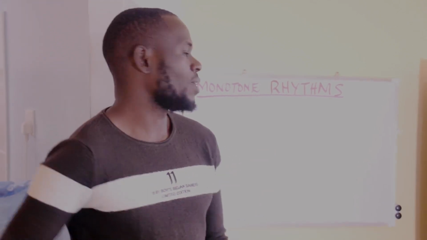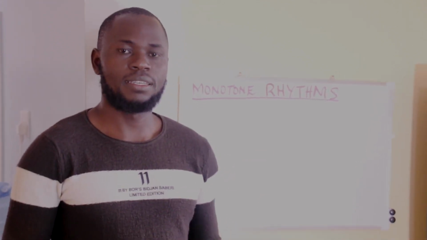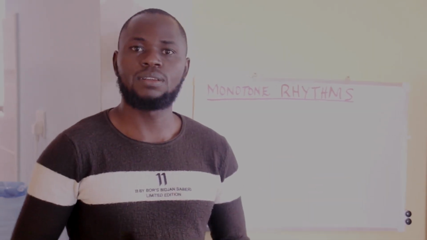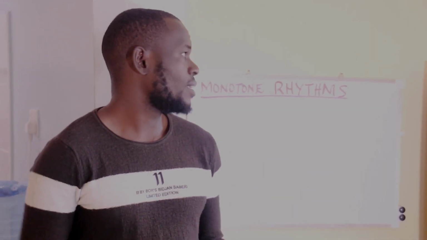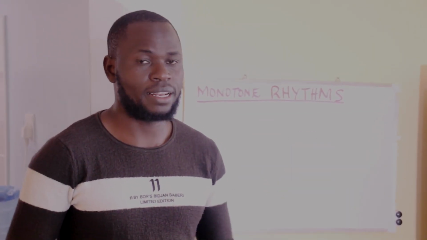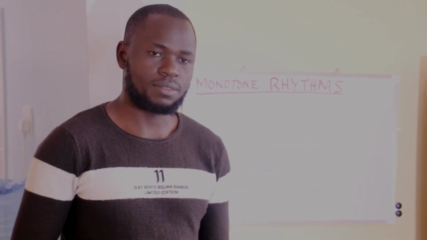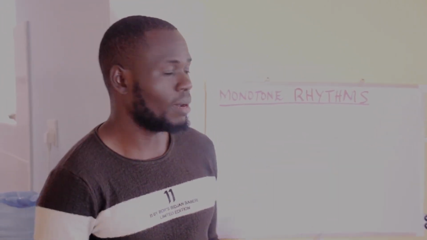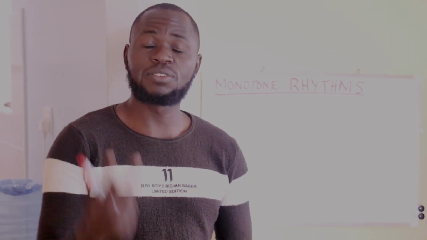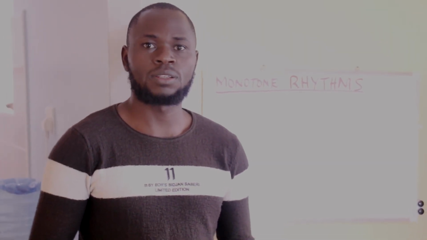We are still on musical rhythms, yeah? And this one is generally for junior school, that is 7 and 8. 9 also, I saw that in grade 9. So just be prepared for this. But right now we are going to talk about musical rhythms, and we have two types of rhythms. We are going to start with monotone rhythm.